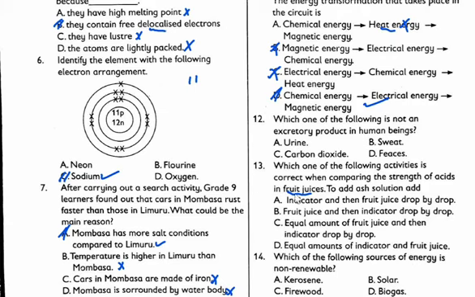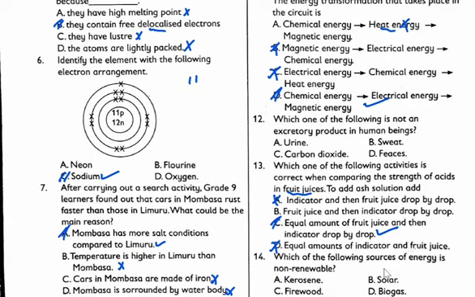So for A, indicator and then fruit juice drop by drop, don't start with the indicator. You always start with the substance, and therefore A is wrong. Also D, equal amounts of indicator and fruit juice, that one is not true. So we remain with B and C. Remember, you're comparing strength of acids in fruit juices, and therefore we need equal amount of fruit juice and then indicator drop by drop, and therefore that is the correct answer.